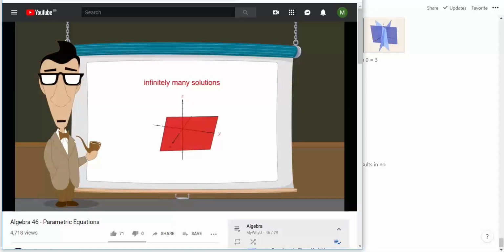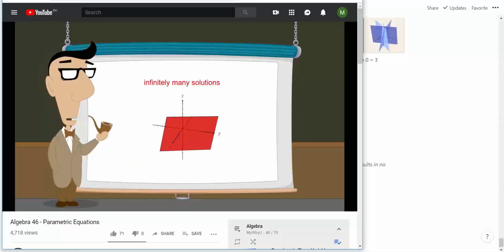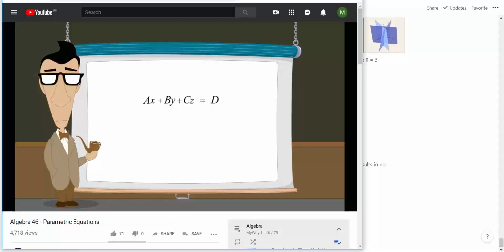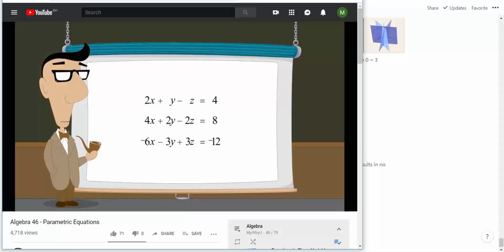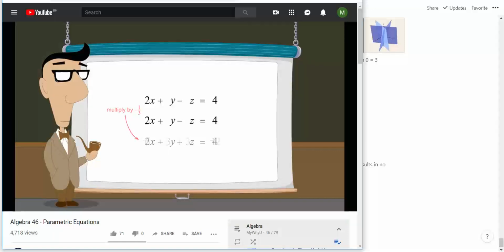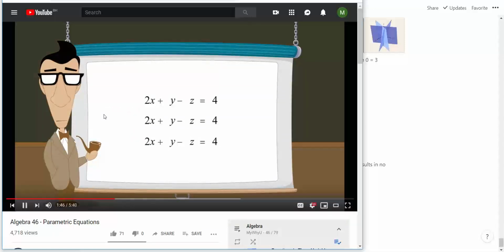So when a system of equations has infinitely many solutions, to describe the solutions, we must first check to see if the equations describe identical planes. Fortunately, it is easy to spot this condition, since when the equations are written in standard form, ax plus by plus cz equals d, any equations which are multiples of each other will describe the same plane. Therefore, if the equations in the system can all be made identical by multiplying by constants, they all describe the same plane.